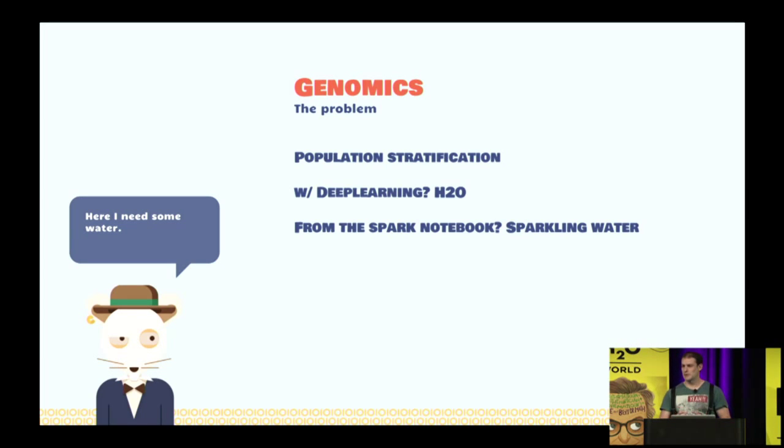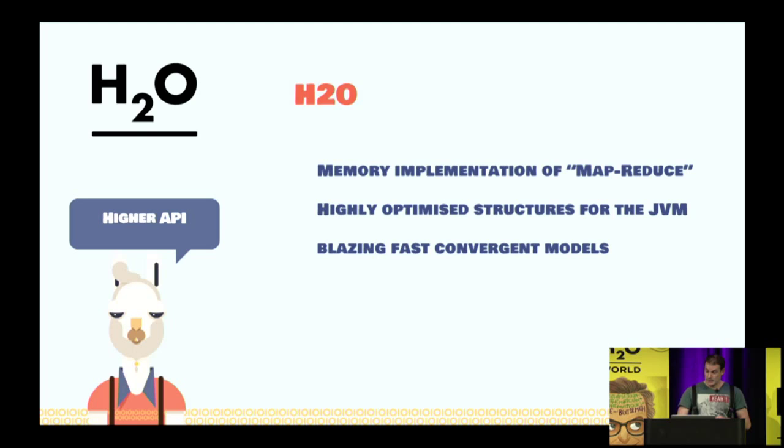So stratification is usually a first step when you are dealing with such population data. And okay, why not do that with deep learning and H2O in particular? And do that from the Spark notebook, because we'll connect to the data through Spark and with Sparkling Water. So H2O, we all know why we want to use that.